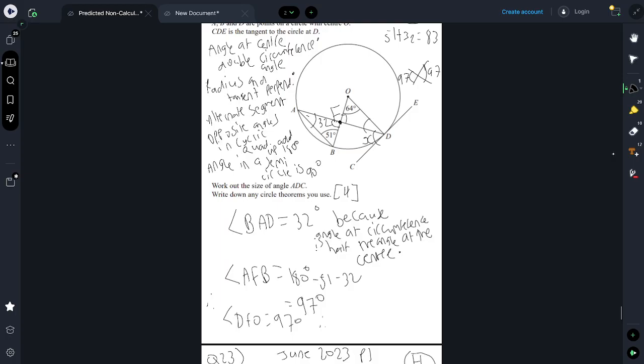And actually, we know this angle as well. Therefore this angle is FDO. Well, that's going to be 180 minus 64 minus 97. And that's going to be what? Well, again, roughly, 97 and 64. That is 171, is it? Yeah, 161. No, 161.